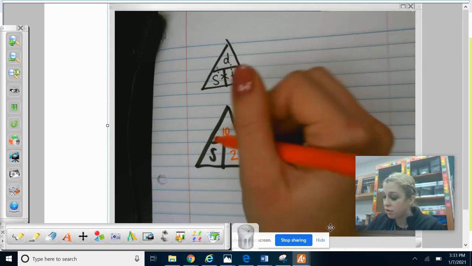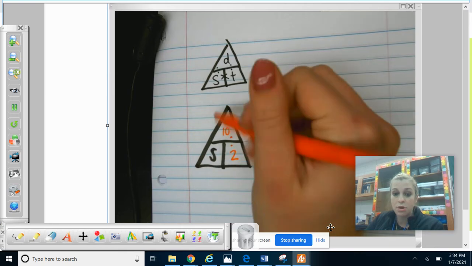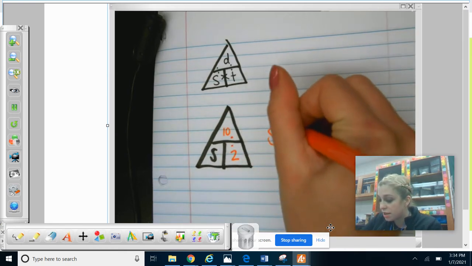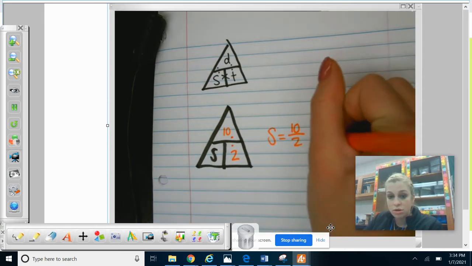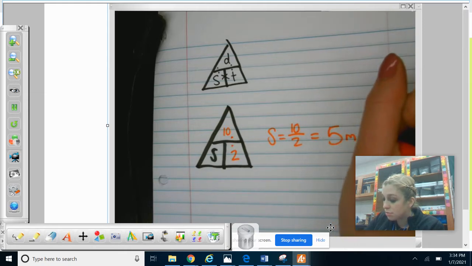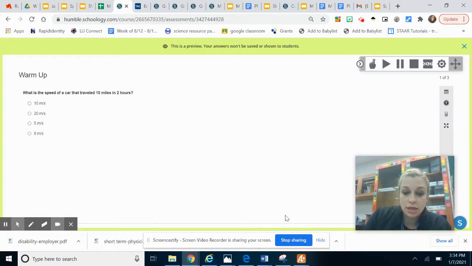According to our triangle, if those numbers are on top of each other, top and bottom, we divide. So to solve this, I would do 10 divided by 2, which would give me 5 miles per hour. All right, let's look at the next one.